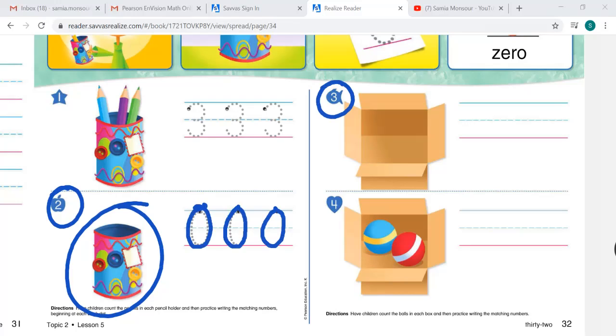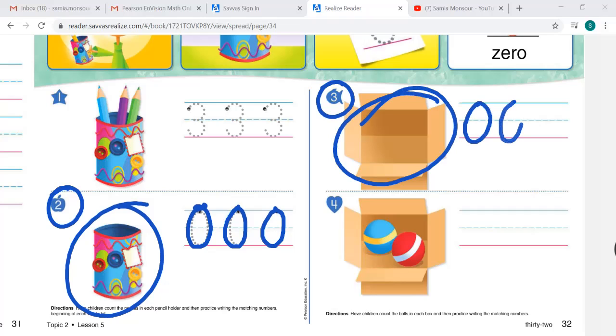Let's look at 3. So you're going to look in the box and you're going to see how many balls are in each box. Do you see any balls there? I don't see any. It looks pretty empty to me. So what number is going to represent that there are no balls in this box? The number 0, correct. So you're going to write it. They don't put a black dot because you need to know that there should be a black dot there. So there's an imaginary black dot, and you're going to start at the top, come down, and go back up.